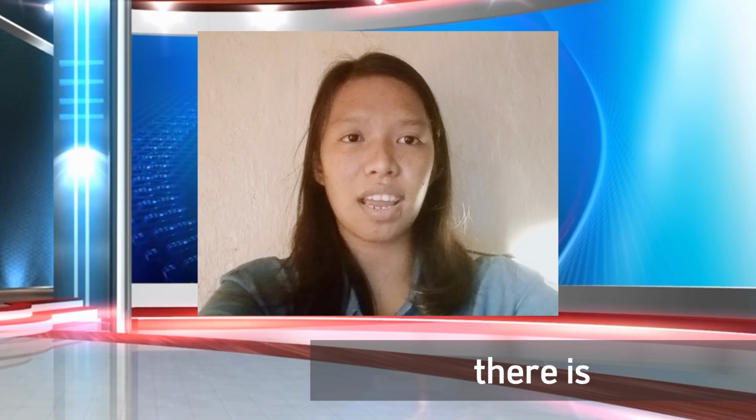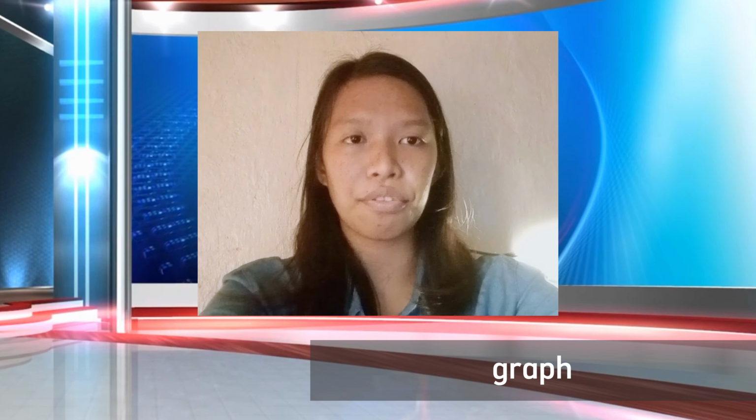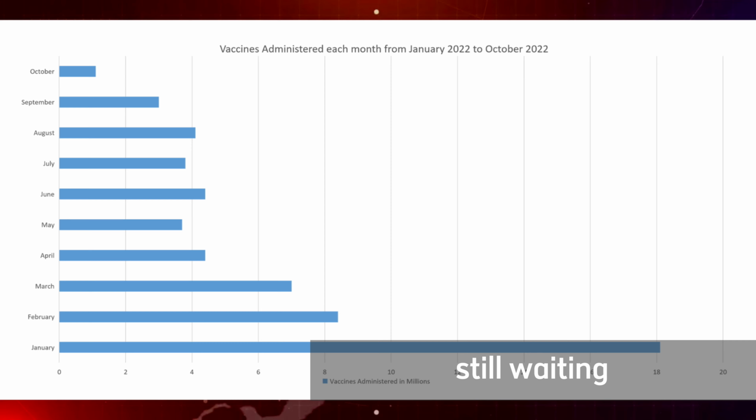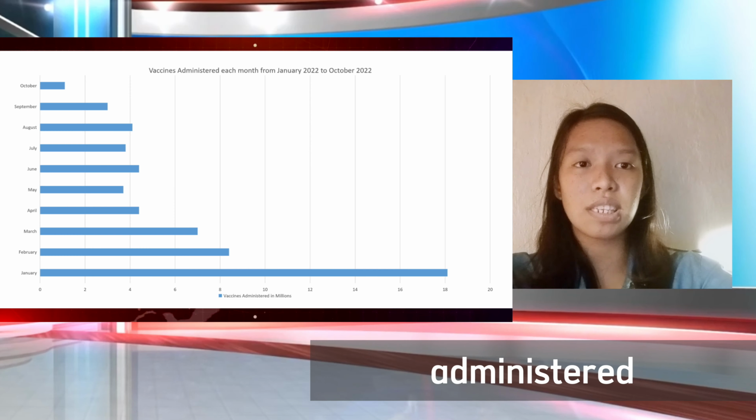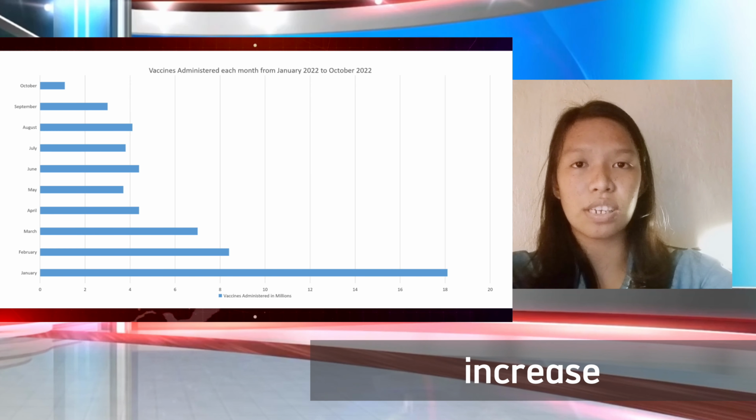As you can see, there is a progressive increase in total doses administered to the people, which is depicted in the bar graph. This shows that each month people are still waking up for vaccination against the virus COVID-19. Furthermore, it is clearly shown in the bar graph the difference in the doses administered from December 2021 to October 2022, which depicts a massive increase in data.